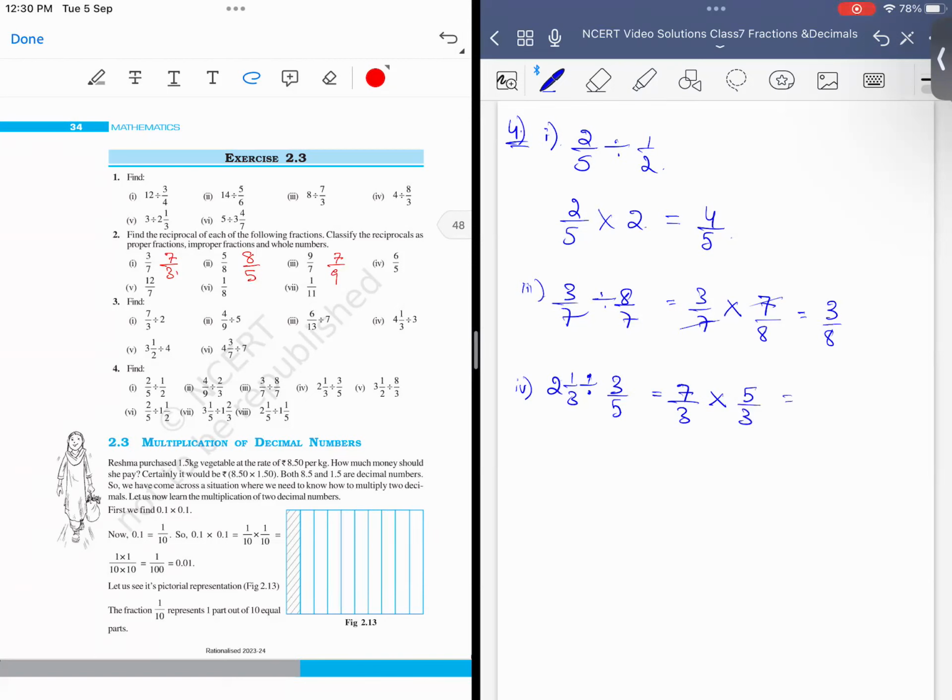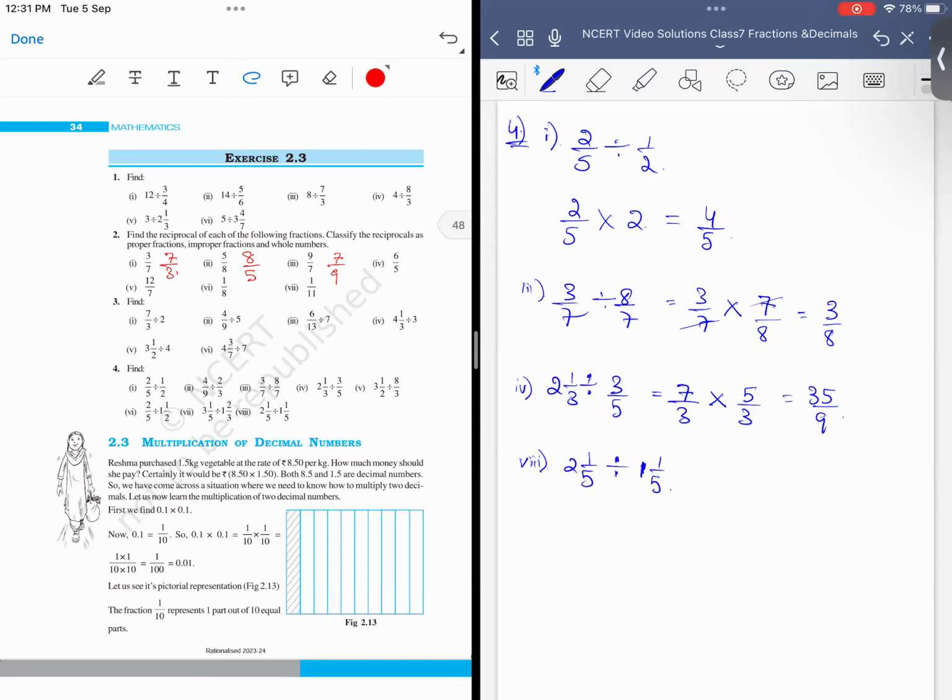So what is the final product? 35 upon 9. And this is in what? A lowest form. Likewise, if we talk of 8th question, 2 whole 1 by 5 divided by 1 whole 1 by 4. I mean a mixed fraction divided by another mixed fraction. Okay. So again, the process is same.